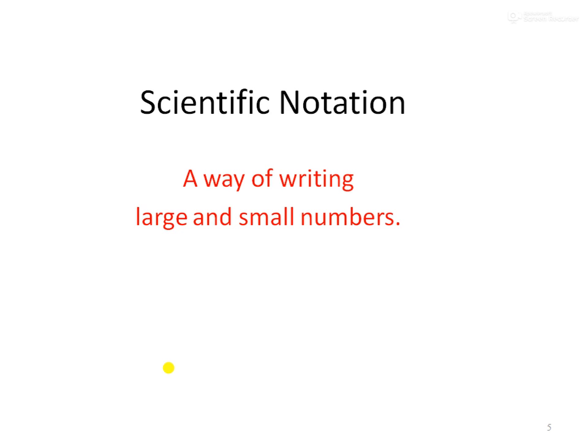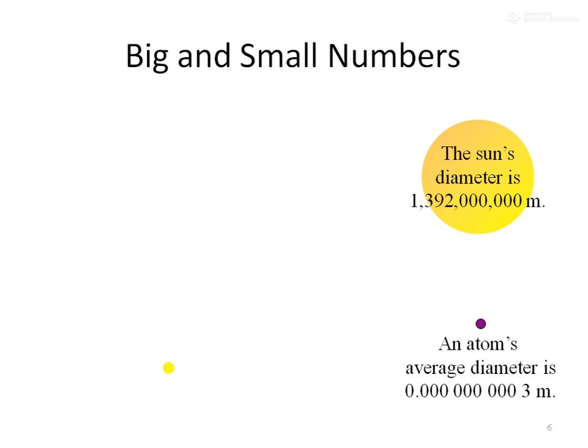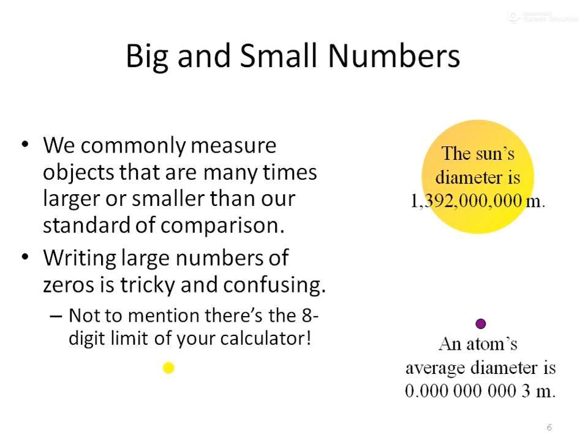It's a very important way of expressing small and big numbers. You have been doing this scientific notation from class 7th in mathematics also, and it is also called exponential notation. We occasionally deal with big and small numbers. We commonly measure objects that are many times larger or smaller than our standard of comparison. Writing a large number of zeros is a very tricky and confusing thing. For example, if you want to write the diameter of the sun, you can just imagine how many zeros you have to write after the number.